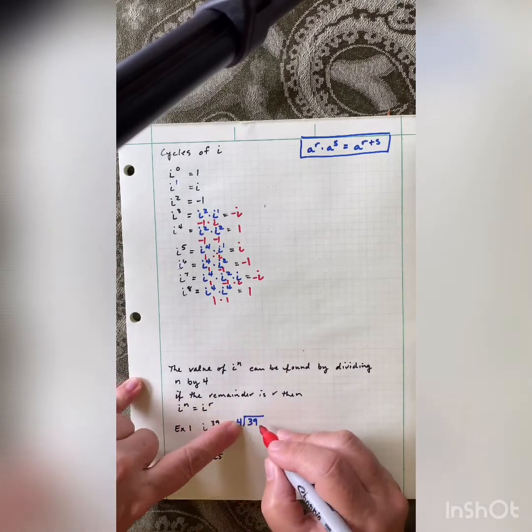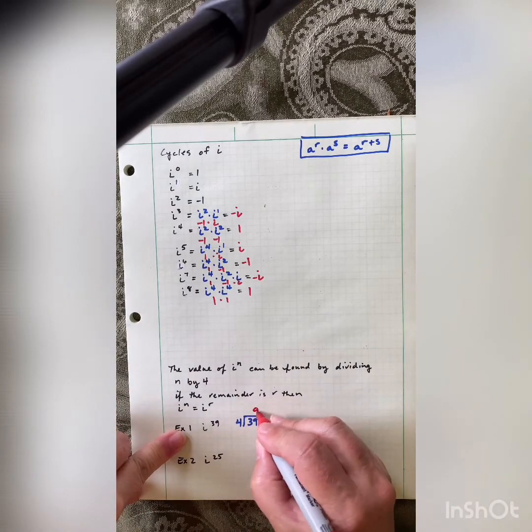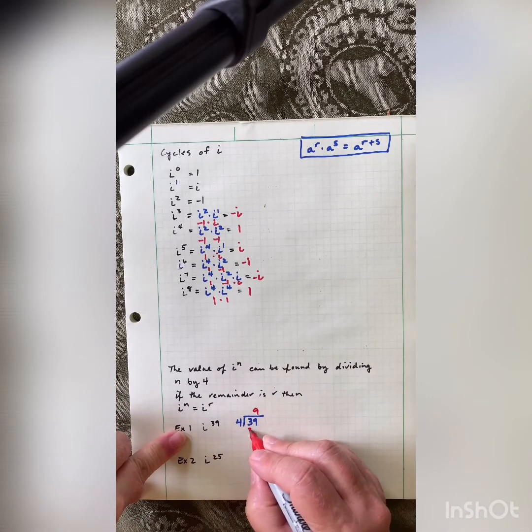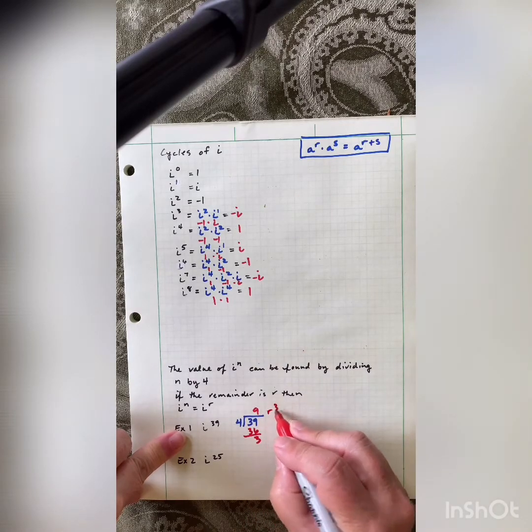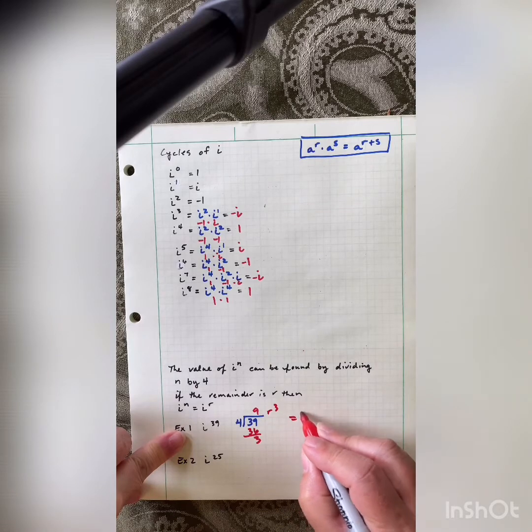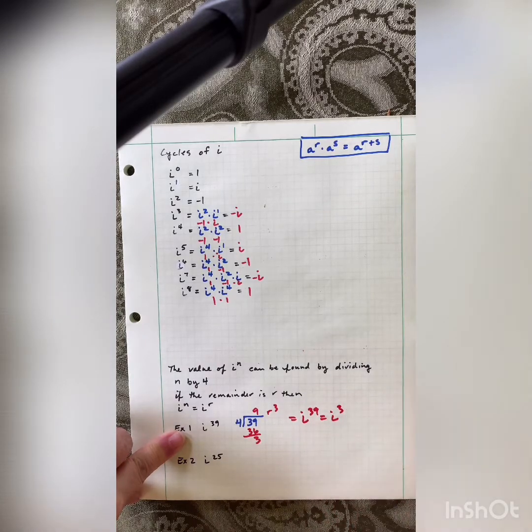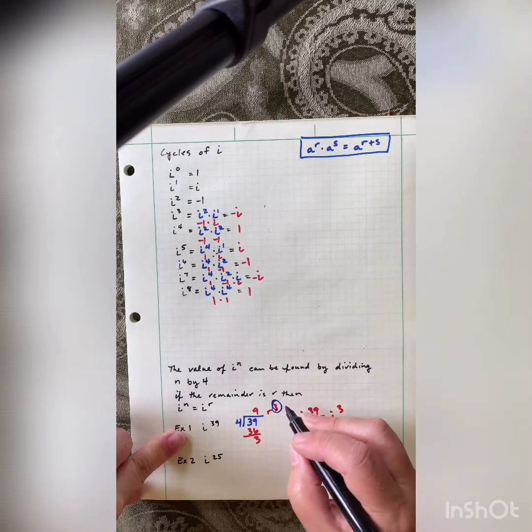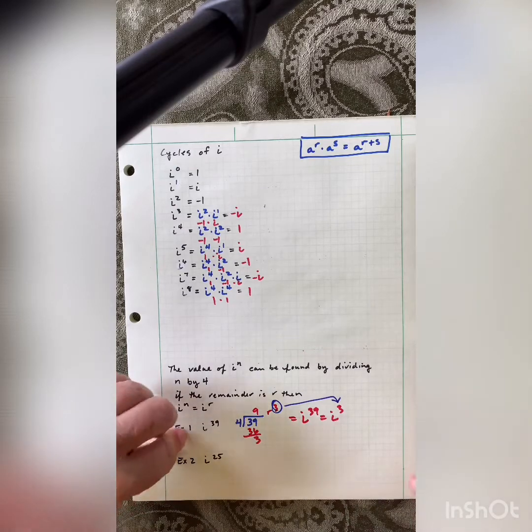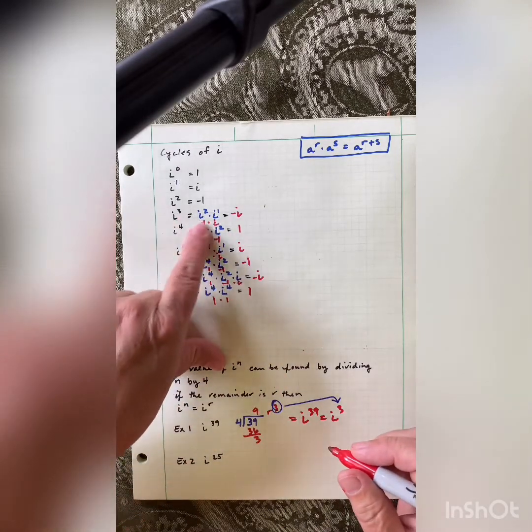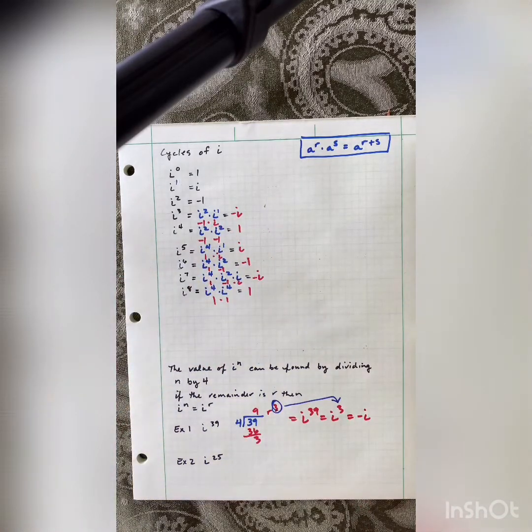So take 39 and divide it by 4. 4 times 9 gives me 36, and I have a leftover 3. So my remainder is 3. So i to the 39th equals i cubed. Whatever my remainder is, that is my r, and that goes right there. Then we said i cubed, if we come up here, is negative i. And there you go.